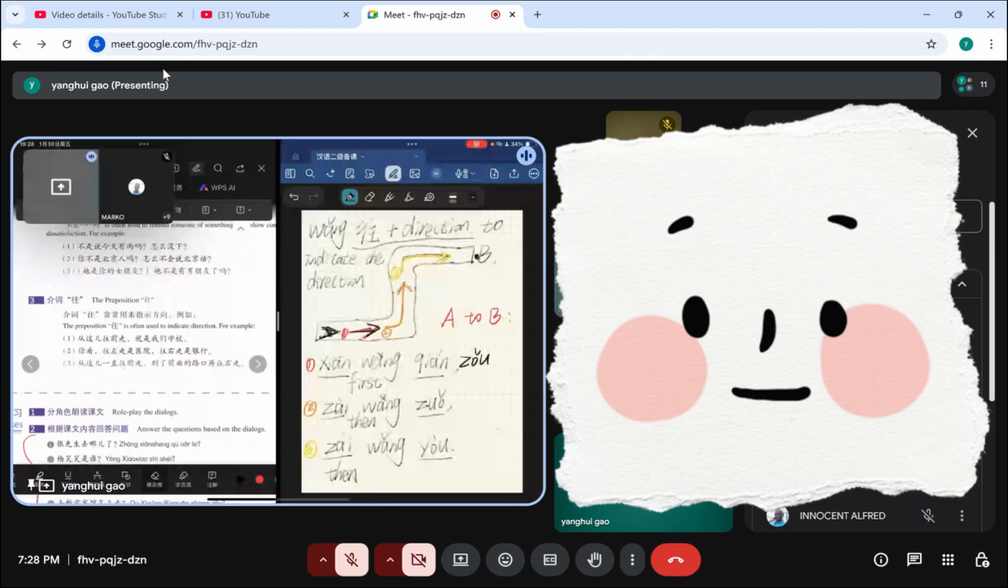先往前走. Okay. First go straight. 先往前走. And then turn left. We turn left. So left is 左. Left is 左, right?